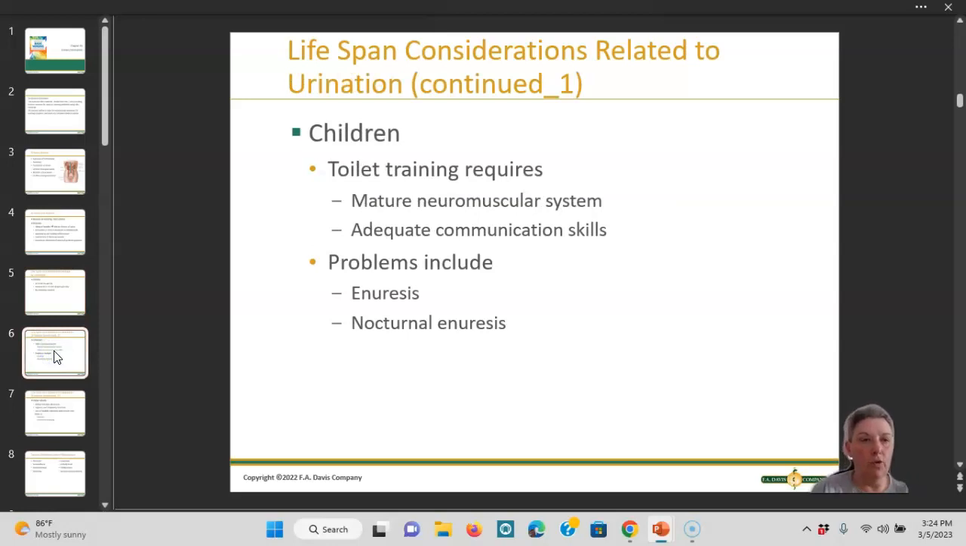Children, we have that toilet training. Toilet training requires a mature neuromuscular system and adequate communication skills. And problems include enuresis and nocturnal enuresis. So that's bedwetting at night, and enuresis, bedwetting if it's not during the night, peeing their pants. Enuresis, lack of control over those muscles.